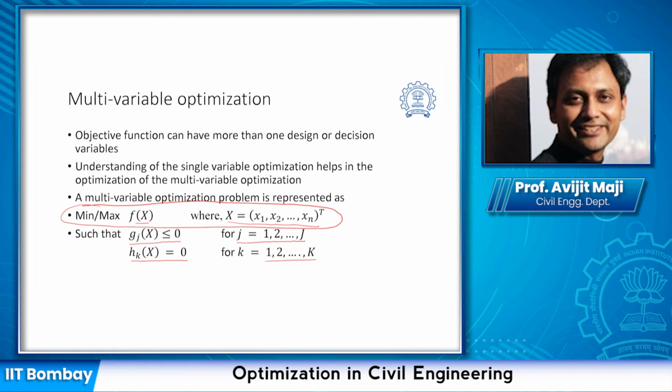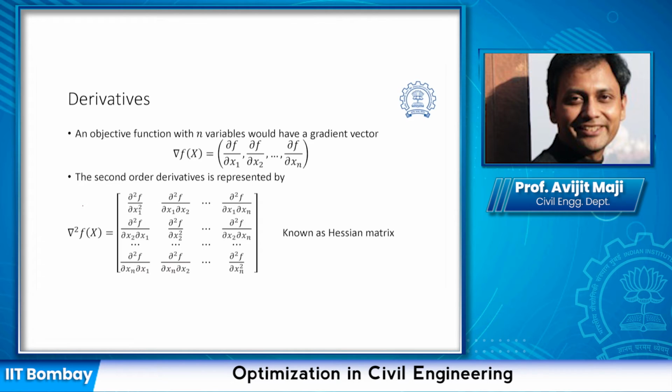So let's look into the derivatives. A multivariable optimization problem has more than one variable. So if we try to find out the first order derivative, we can find out the partial derivative based on each one of the variables. And the partial derivative can be represented as shown here.